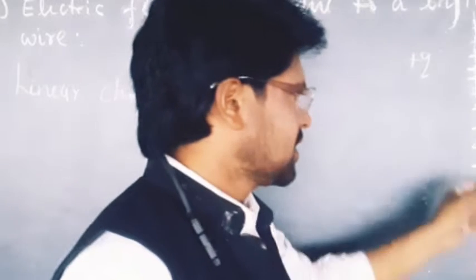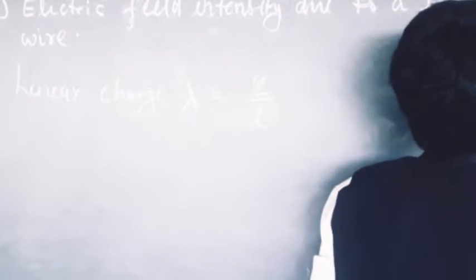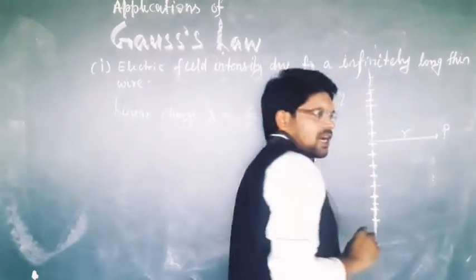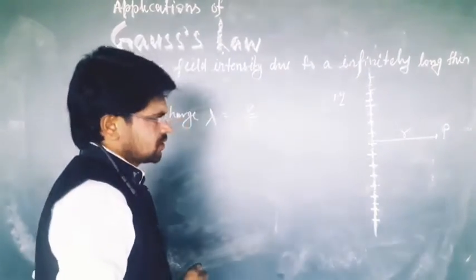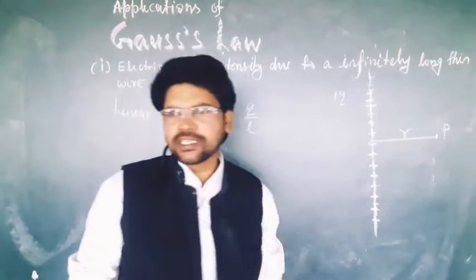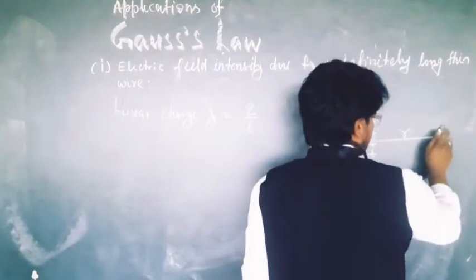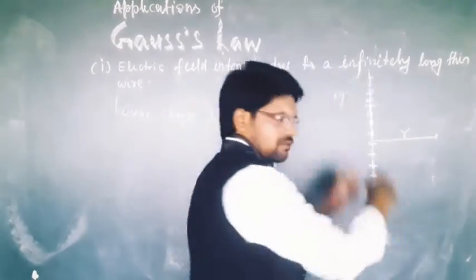and we are going to calculate the electric field intensity at a point P, which is at a distance r from the wire. So what will be the total electric field intensity due to this wire?